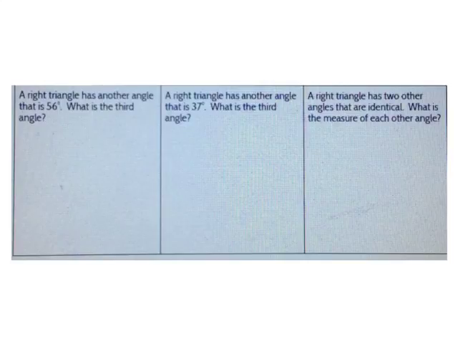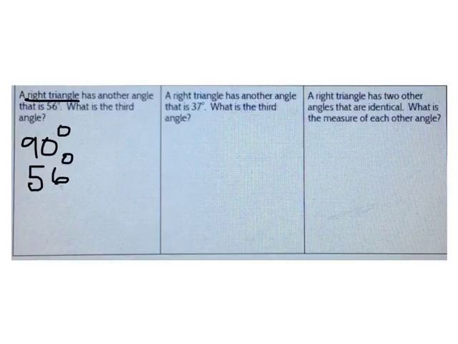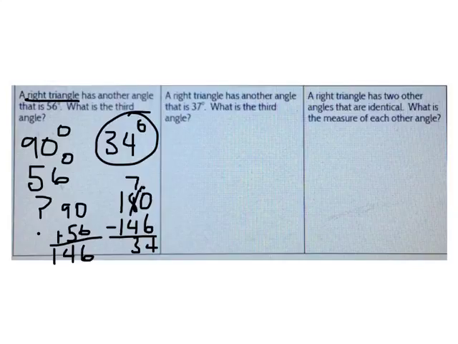Now let's try three more problems. A right triangle has another angle that is 56 degrees. What is the third angle? Well, if it's a right triangle, what do I know that one of the angles is? It's 90 degrees. So I know that I have 90 degrees and 56 degrees and a third angle. Let's solve for the third angle. What's the third angle? 90 plus 56 is 146. 180 minus 146 is 34. The third angle is 34 degrees.